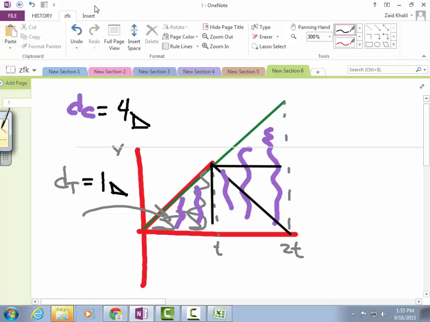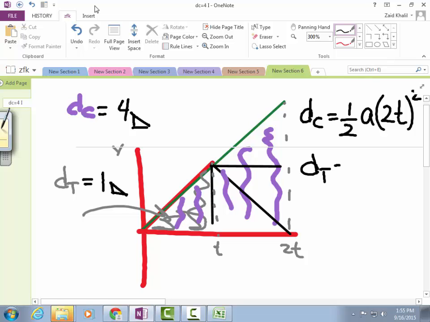More formally, the displacement of the car is going to be one half a times (2t) squared. The displacement of the truck is going to be one half a times t squared. This would be the algebraic formalism. So if I wanted to find the ratio of the two, what would I do?